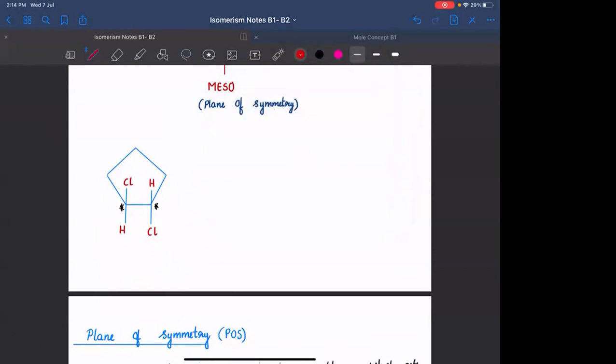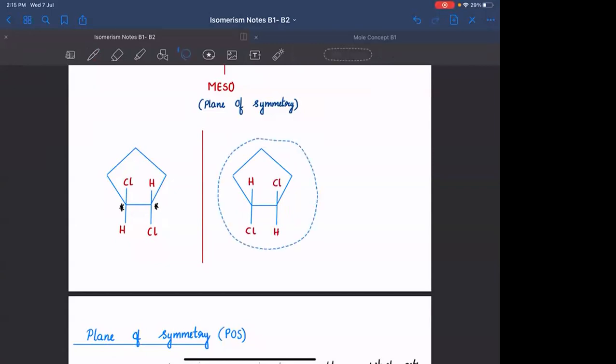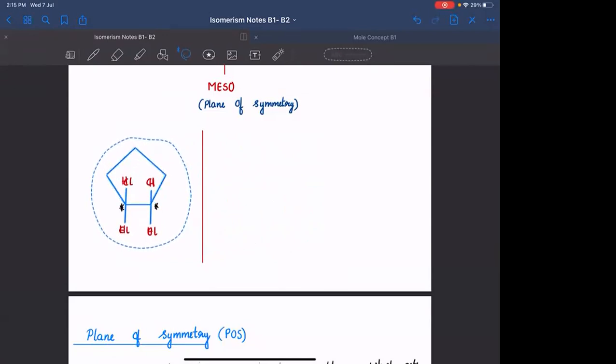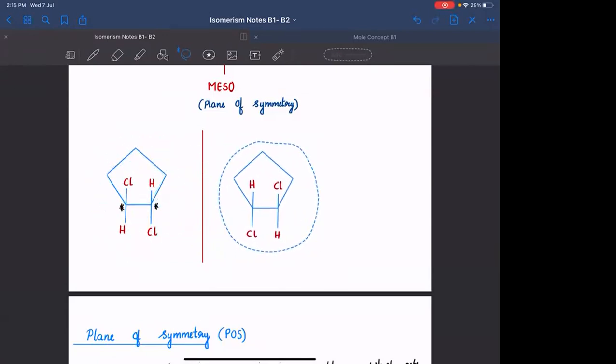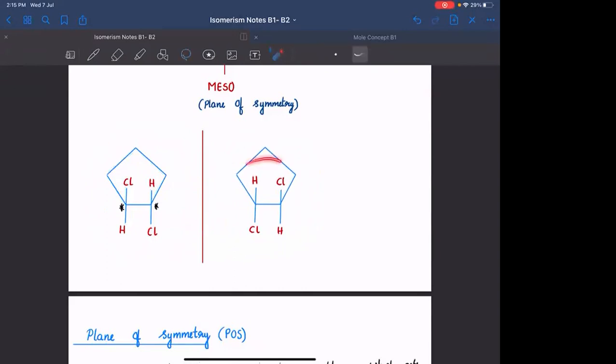No, sir. There is no plane of symmetry, or else if you are taking mirror image of it, it will look something like this. आपको यहाँ पे हाइड्रोजन रहेगा, chlorine, and this is chlorine, this is hydrogen. Are these two superimposable or non-superimposable? They are non-superimposable, right?